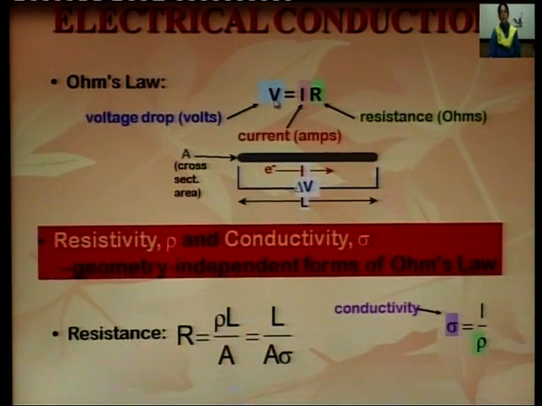So again, Ohm's law, V is equal to IR, resistance R is rho L upon A, where rho is resistivity and sigma is conductivity. So conductivity sigma is 1 upon rho. Conductivity is the reciprocal of resistivity, given as 1 upon rho.